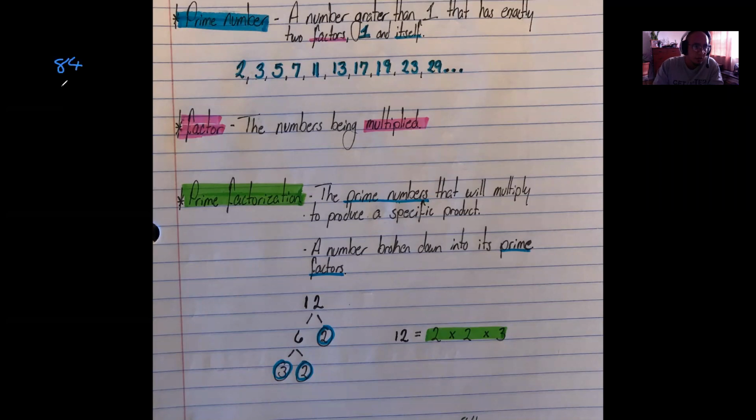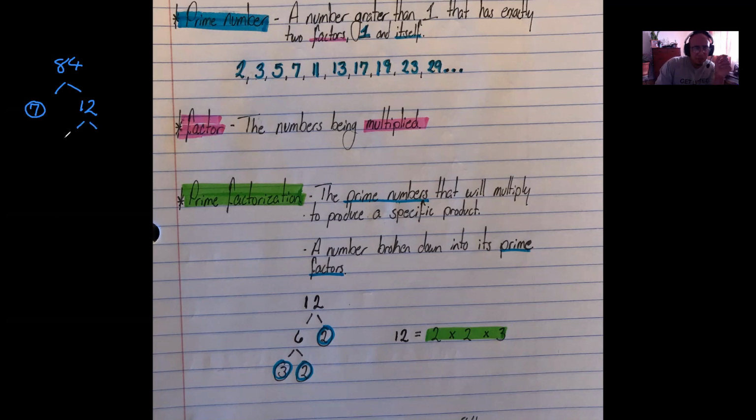Well, one way to break down 84 would be 7 times 12. Again, I'm trying to get the prime factorization. I want to break it down to the point that I only have its prime factors. Okay, so is 7 a prime factor? Yes, I'm going to circle it. I'm done with that. But what about 12? 12 is not a prime factor. It is composite. So I'm going to break it down.